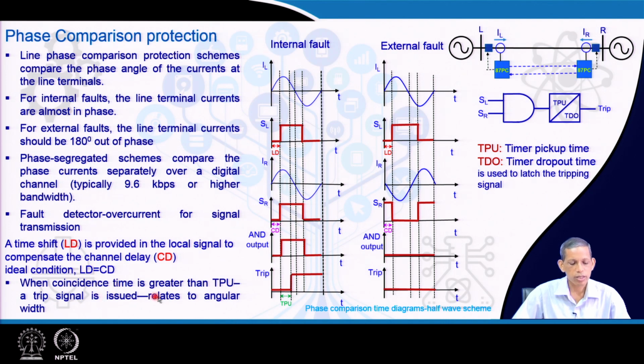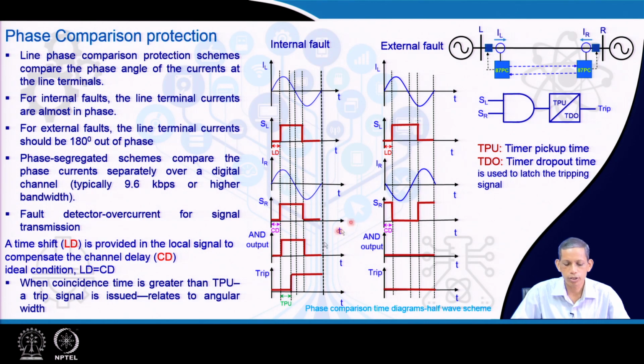So, when the coincidence time is greater than the TPU, the timer for pick up, for the internal fault case, then based on the SL and SR inputs the relay trips.